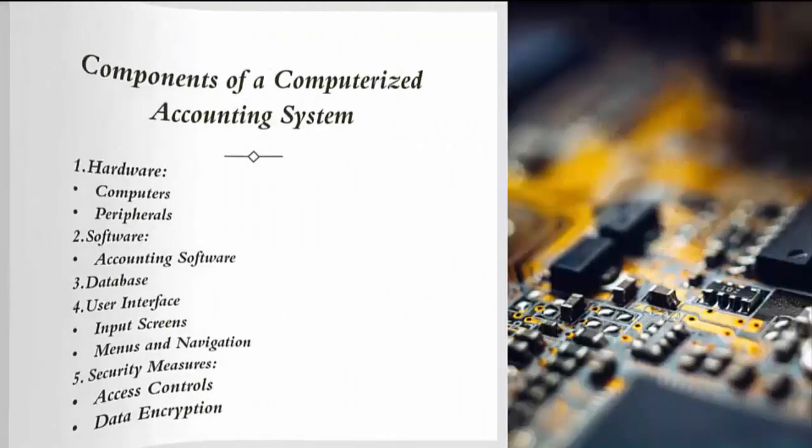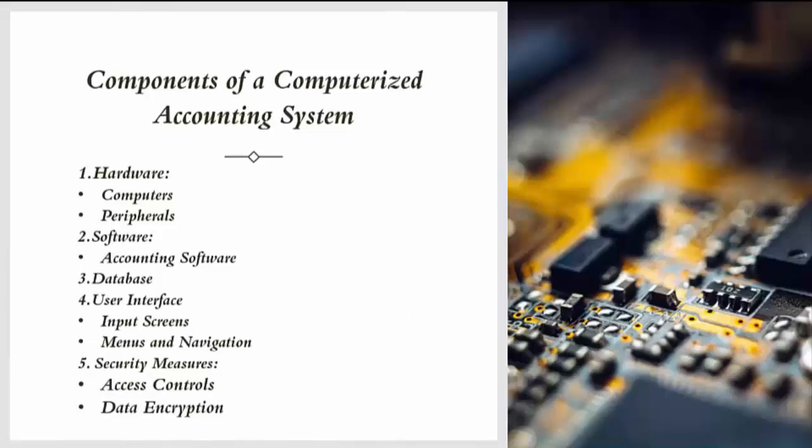Components of a computerized accounting system. 1. Hardware. Computers, desktops, laptops, or servers that run the accounting software. Peripherals, printers, scanners, and other devices used to input and output data. 2. Software. Accounting software, programs designed to handle financial data, perform calculations, and generate reports. Examples include QuickBooks, Sage, and Xero.